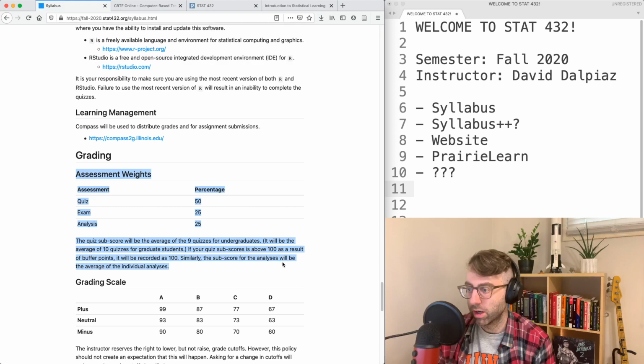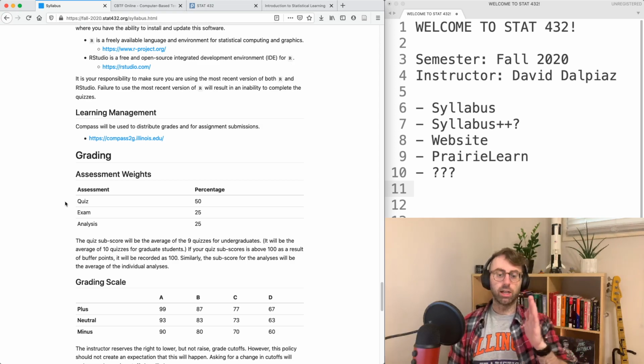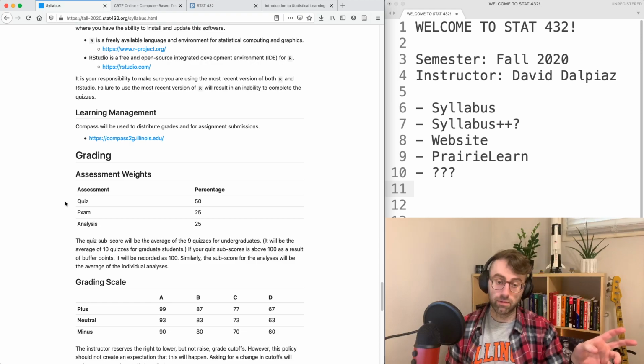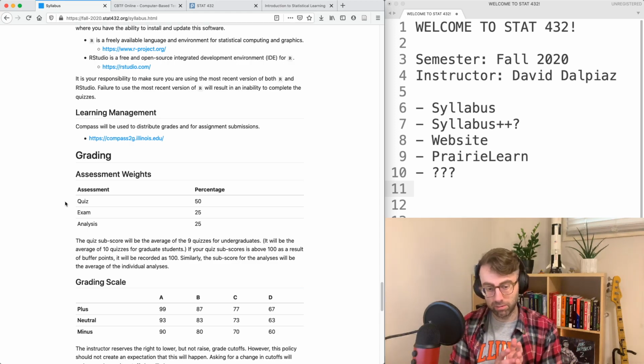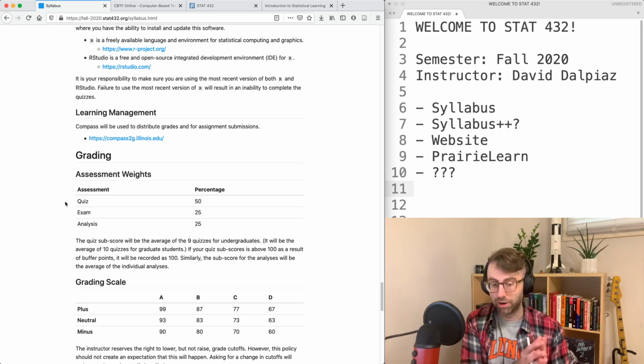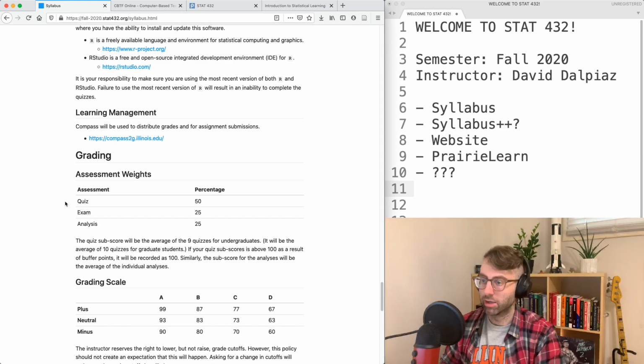All right, so in terms of grading, the 4 analyses will total 25% of your grade. The 1 exam will total 25% of your grade. The quizzes, so what will happen is we'll take your percentage on each quiz, of which there's 9 for undergraduates and a 10th for graduates. But you average those, and it's either your score, or if with those buffer points you get above 100, it's just 100. So the idea of the buffer points is it can get you up to 100 if you lose points elsewhere, but you can't get sort of quote unquote extra credit with them. So that's sort of how that works.